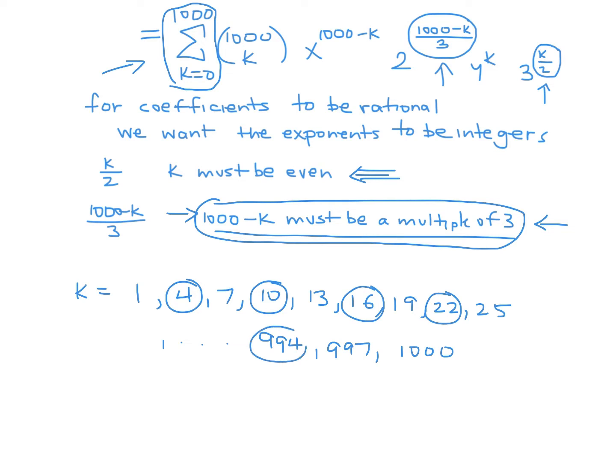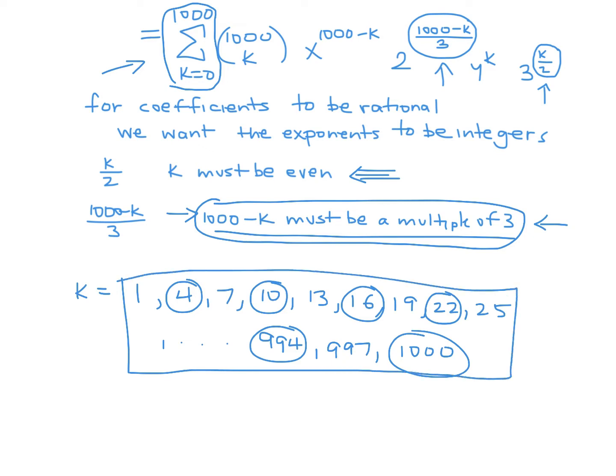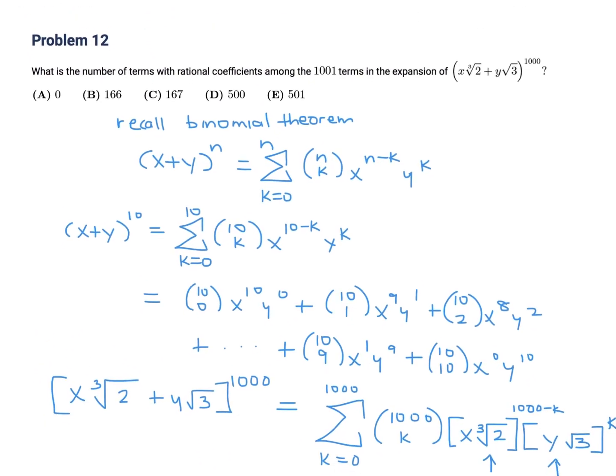Got it? Okay, so now we have to add them all up. Well, I think if you just looked at all of these numbers, it was every third number, correct? From 1 to 1,000, so that's 334. Yeah, and then I circled half of them, as you can see. So 334 divided by 2, which is 167. So k has 167 possible values to satisfy the requirements of the question, and therefore number 12 is C.